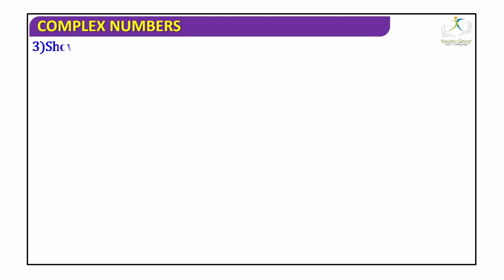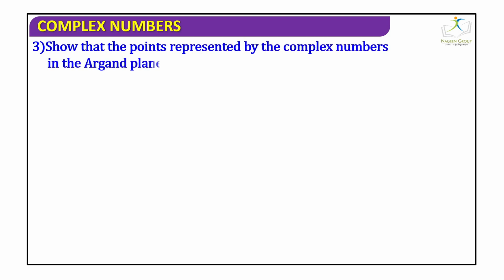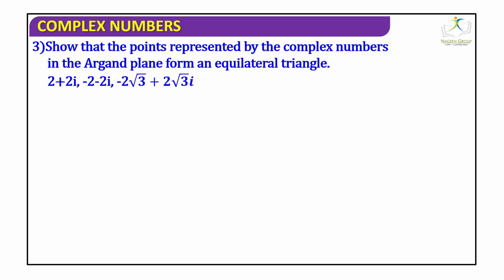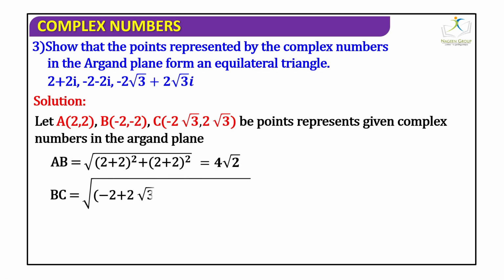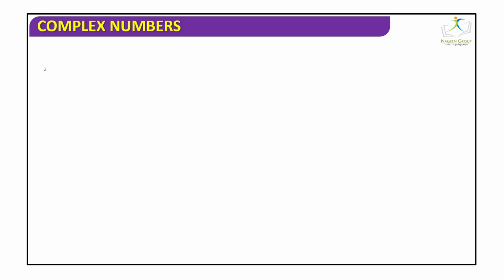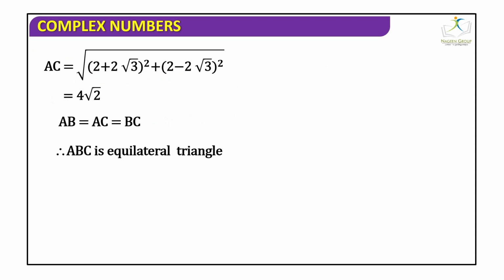Now next is question number 3. Show that the points represented by the complex numbers in the Argand plane form an equilateral triangle. Students, you have to show that these vertices belong to an equilateral triangle. So how to find out that these are the vertices of an equilateral triangle? Here we first take points A, B, right? Find out the distance using the distance formula, the square root of (x2 minus x1) whole square plus (y2 minus y1) whole square. Same as we find out here BC, same here we find out CA, right? Now from all these distances we say they are equal, that's why it forms an equilateral triangle, right?